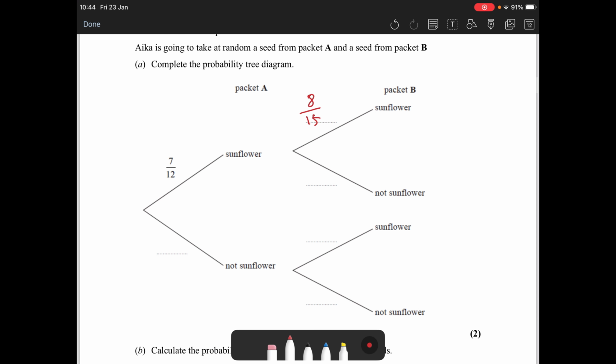Now, obviously, if 7 are sunflower in the first packet, that means that 5 are not, I've just taken 7 away from 12. And the same story here, right? So if there's 15 seeds in packet B, 8 of which are sunflower, then 15 take away 8, 7 will not be sunflower. We're just writing the same pair for the top and bottom, 8 over 15, 7 over 15. Okay, so that's 2 marks there.